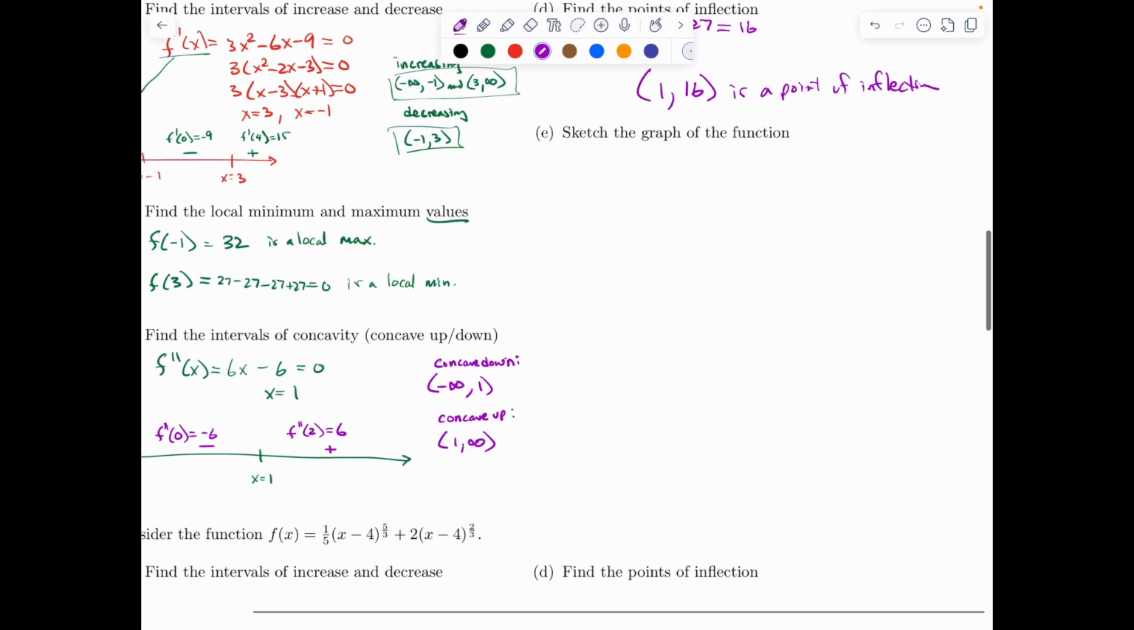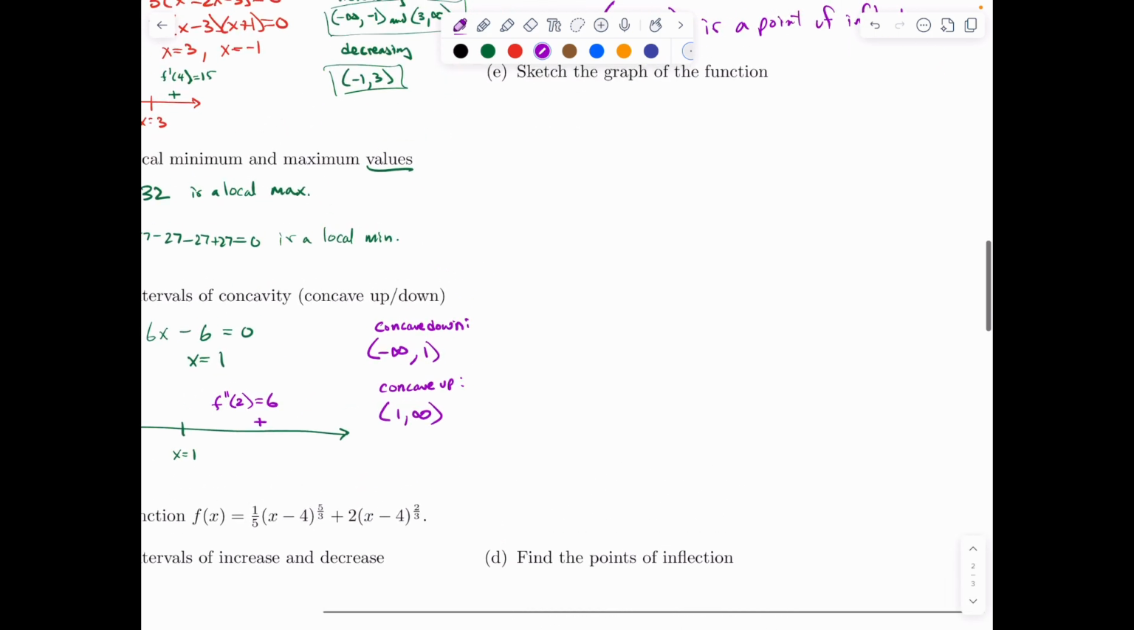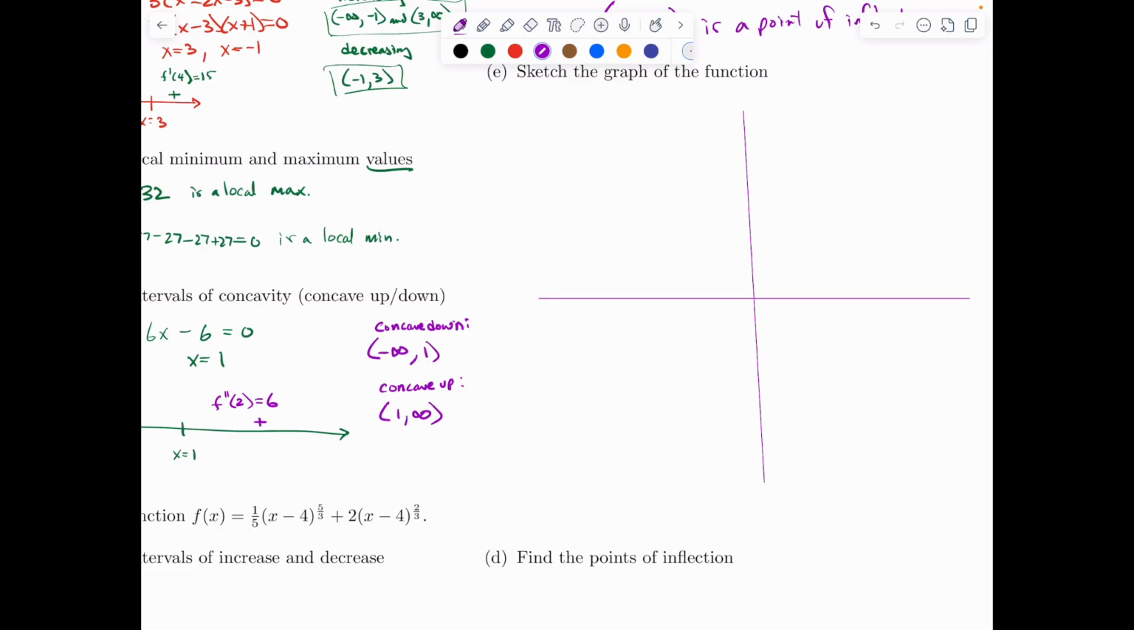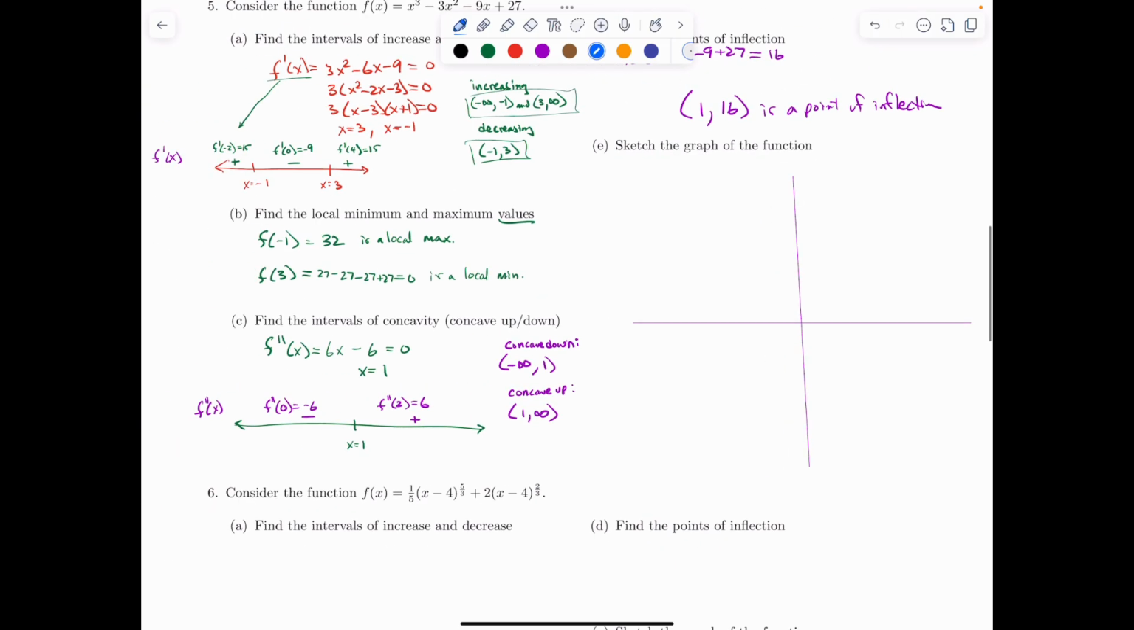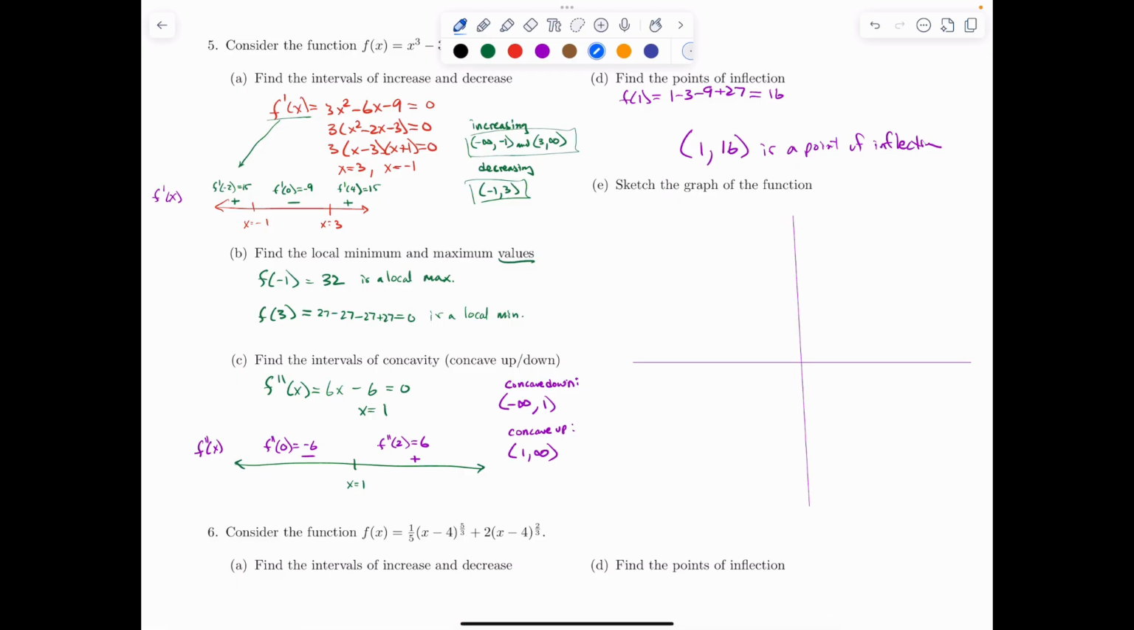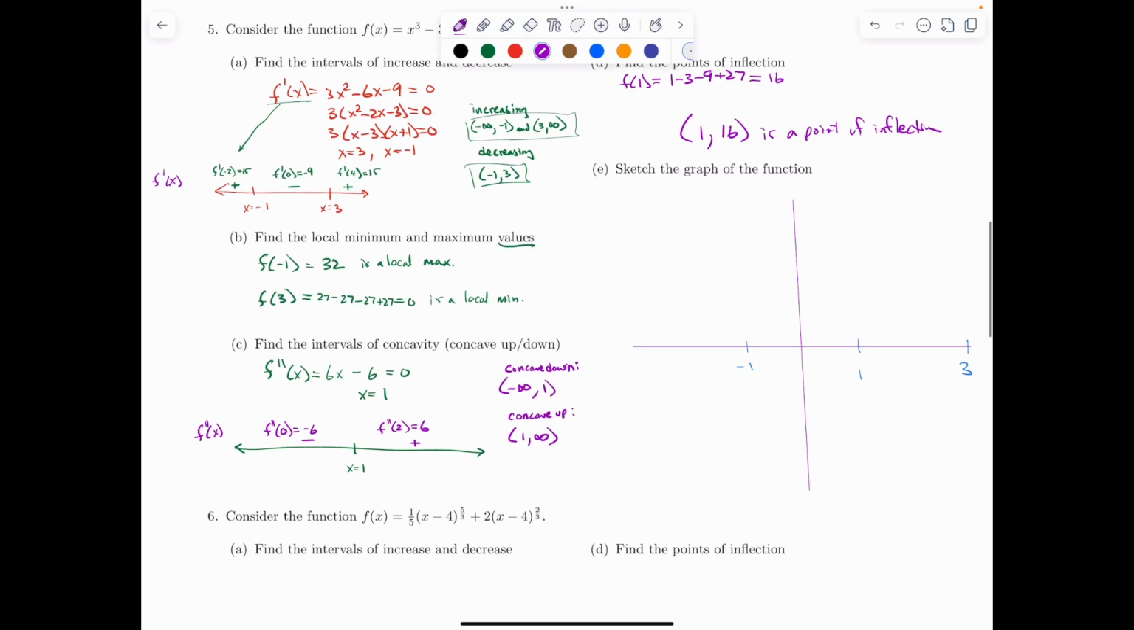Now let's try to sketch a graph. Just do the best you can with this. So I've got my axes. That's pretty good. On those axes, I will put the important points. It looks like x equals -1, x equals 3, and x equals 1. So -1, 1, and 3. Doing the best I can there. And then I will actually plot those points. 1, it looks like 16. I'll do that. 16 and 32.